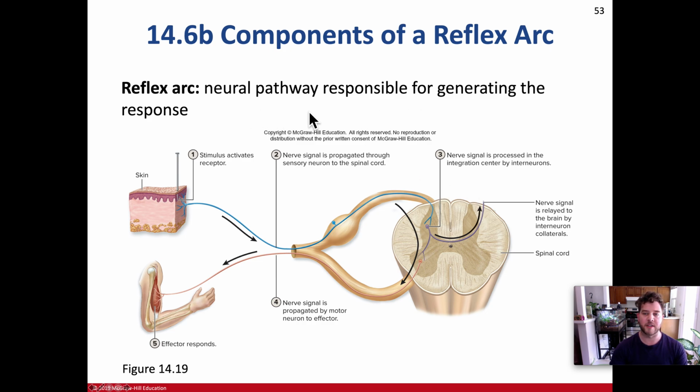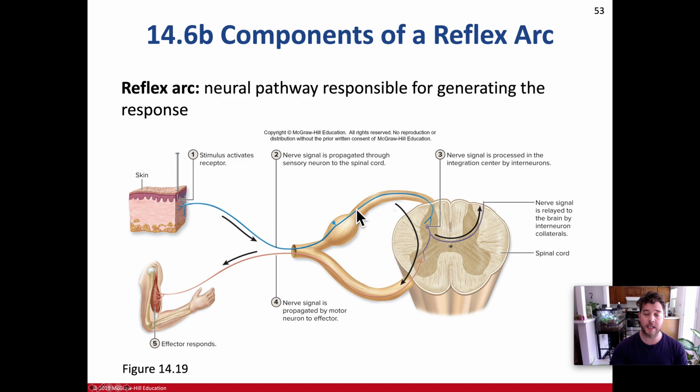So here's what we call the reflex arc. It's a neural pathway responsible for generating the response. You start with this stimulus. It looks like somebody has a nail going into their skin. That's a violent stimulus. It's traveling up this sensory nerve through the posterior root, the ganglion, into the spinal cord, where it will synapse with an interneuron that will then send information out this anterior root through a motor nerve to initiate some response, some effector response.